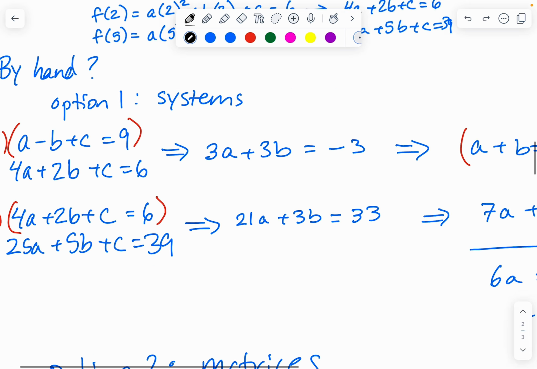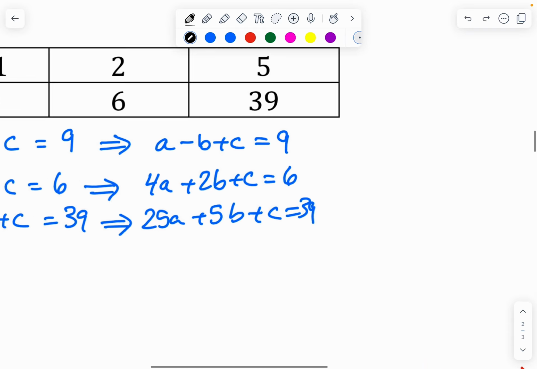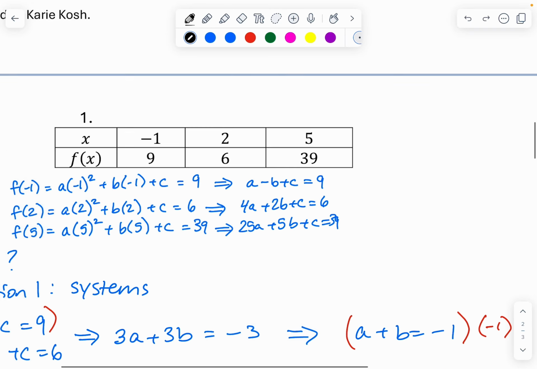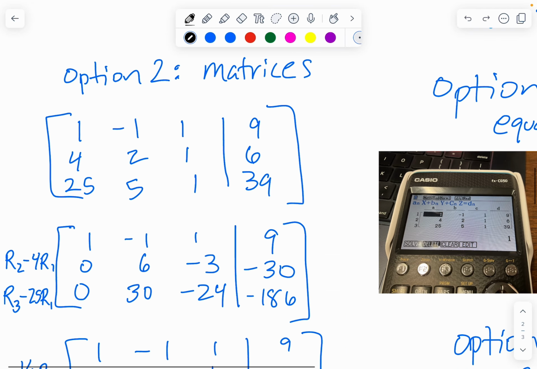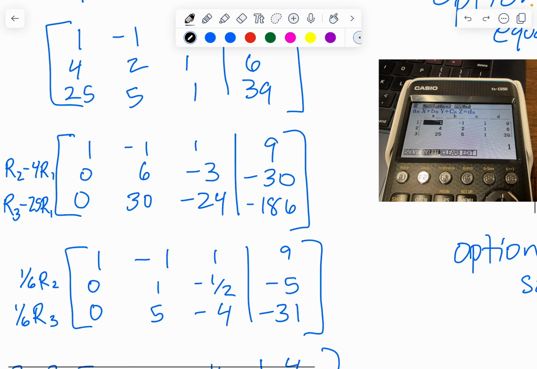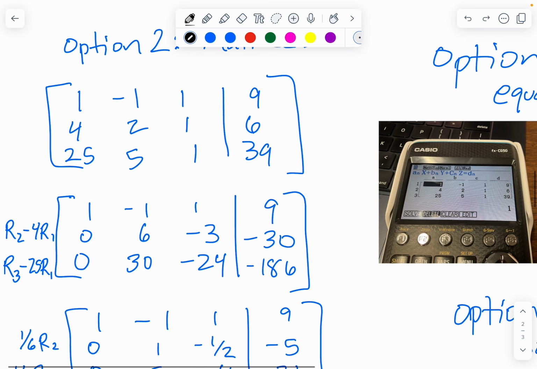So I took all the coefficients of these right here, and I put them into a matrix. And then I did by hand what we got the calculator to do for us in my previous video. My goal when I do these is I get a 1 in this spot and then zeros below it. And then I get a 1 in this spot and zeros above and below it. And then I get a 1 in this spot and zeros above it. So that's kind of the strategy.